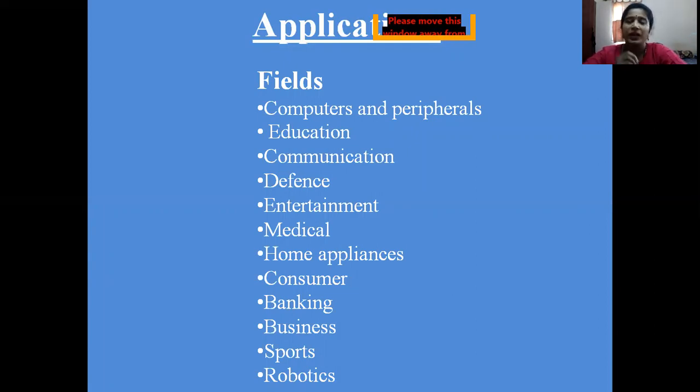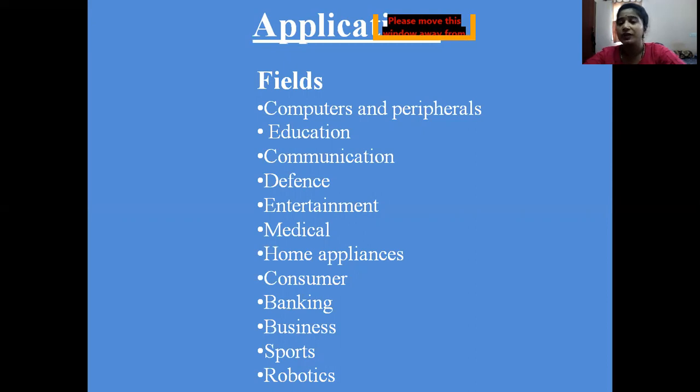As all of you know, a computer is an electronic machine, and the study or application of computers is a combination of electronics, mathematics, and computer science. Then in the field of education, students, we have projectors, we have smart boards, we have various software which will engage you in online teaching.